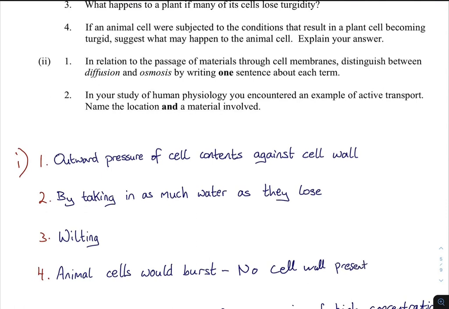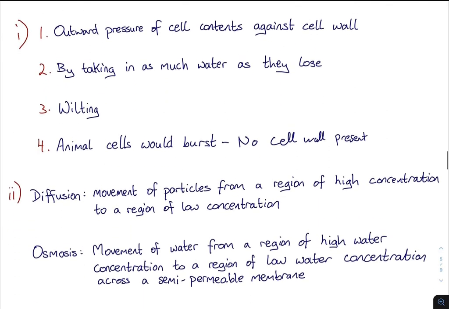Okay. Next. In relation to the passage of materials through cell membranes, distinguish between diffusion and osmosis by writing one sentence about each term. What that basically means, everybody, is to define diffusion, define osmosis. Common enough question, whether it comes up in plant transport or specifically in the osmosis and diffusion chapter. So diffusion, the first one here, is the movement of particles from a region of high concentration to a region of low concentration. And note the word just particles.